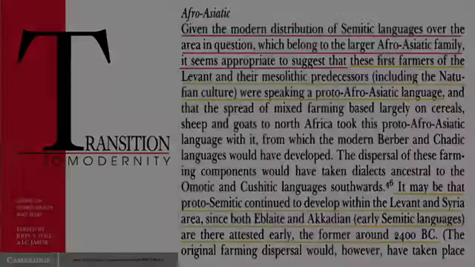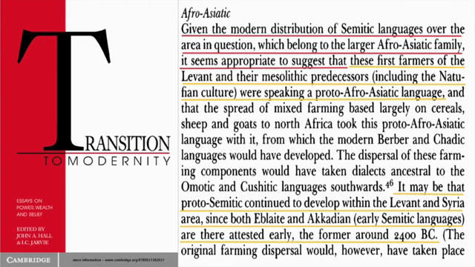And according to Cambridge University, it reads, given the modern distribution of Semitic languages over the area in question, which belong to the larger Afro-Asiatic family, it seems appropriate to suggest that these first farmers of the Levant and their Mesolithic predecessors, including the Natufian culture, were speaking a Proto-Afro-Asiatic language.